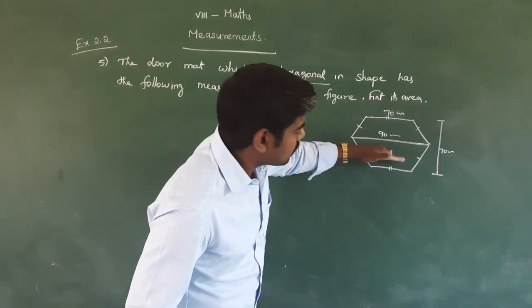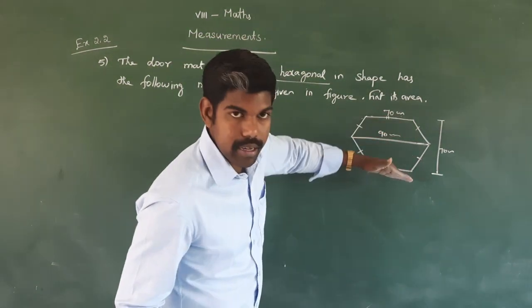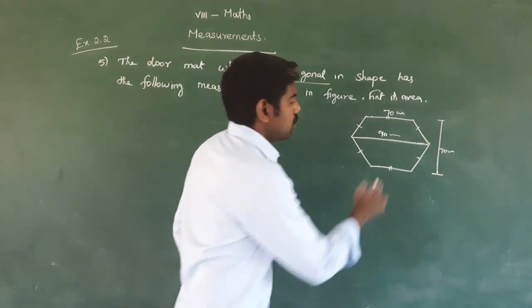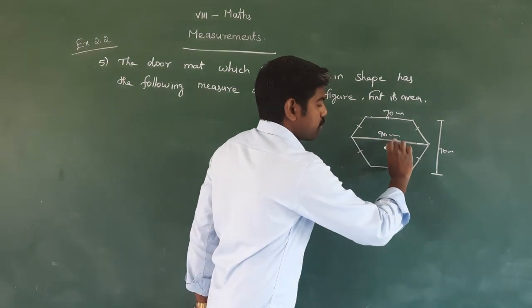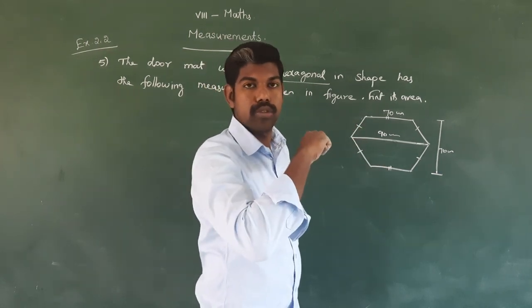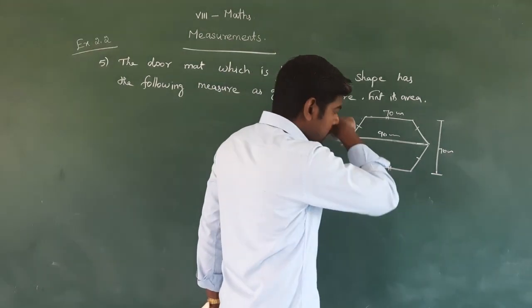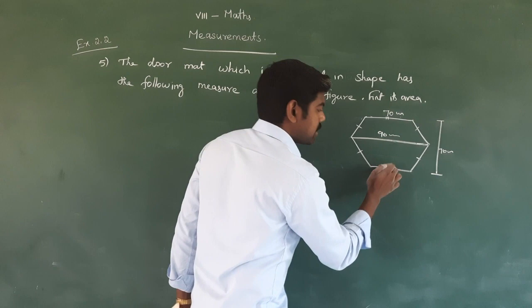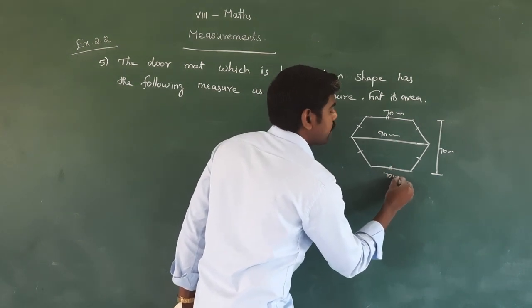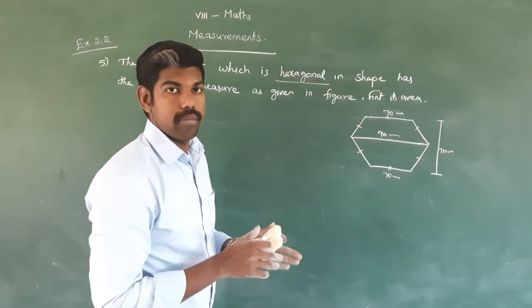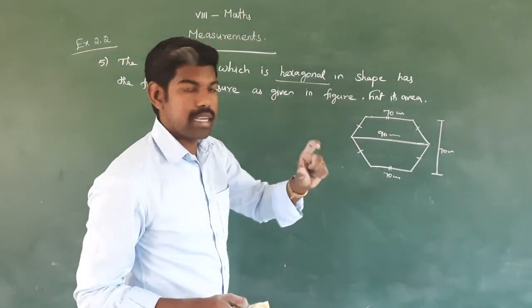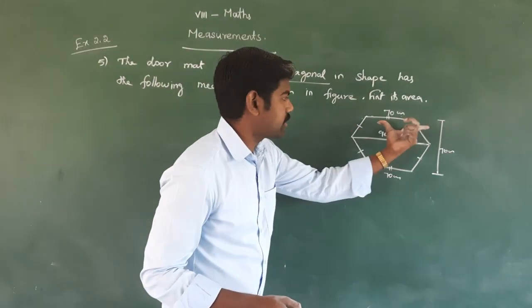Okay. Next step. Look at this. This is also a trapezium, correct? This opposite pair is parallel. Therefore, this is also a trapezium. And this side is also 70 centimeter. These two sides are equal. Like you think of a mat, these two sides are equal, correct?